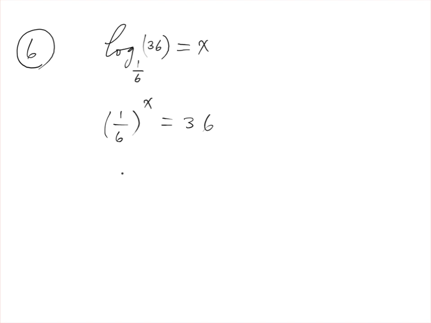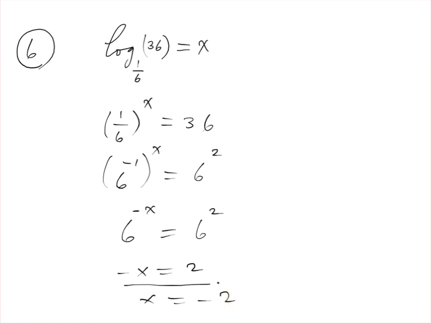So 1/6 I'm going to write as 6 to the power -1, and that is raised to the x. And 36 I'm writing as 6 squared. Now, by using one of the rules of exponents, 6 to the -1 raised to the x, the rule of exponent requires multiplying those two. So the left is 6 to the -x, and the right is 6 to the 2. And that gives you -x equals 2. Therefore, x equals -2. So that's the answer to this equation.